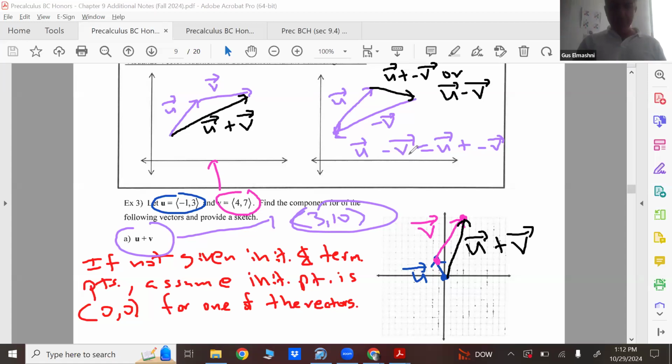Let's look at part C. Okay, let's keep moving, guys.